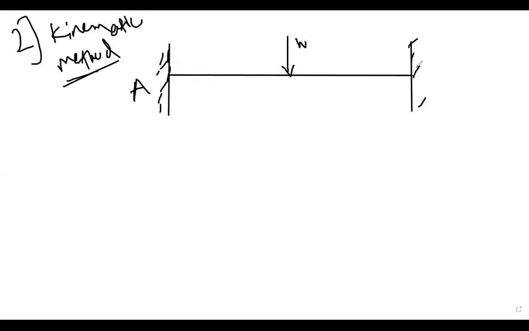Suppose this support A, B, fixed support, and C, span is your L, this is your L by 2, L by 2. So now, first we have to find out R. What is R equal to? Can anyone tell me for this case? Yes, 4 minus 2, correct.